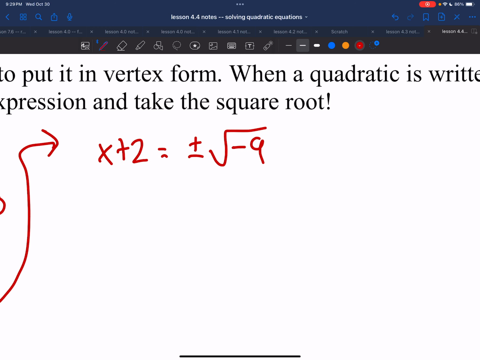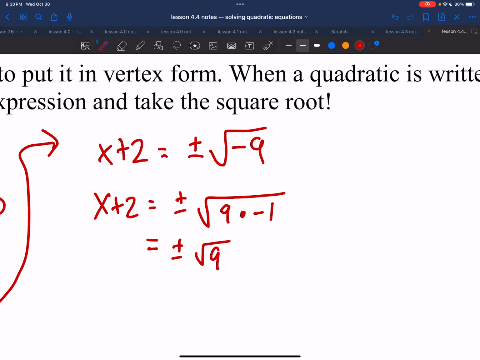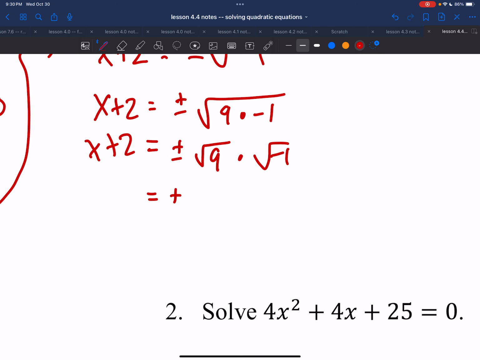Now, you might be asking, what's the square root of negative 9? We're back in imaginary territory, right? I got a square root of a negative. And I say, yeah, we do. You can separate this as 9 times negative 1. And so we could say that's the square root of 9 times the square root of negative 1, right? And then, what's the square root of 9? It's 3. And we call the square root of negative 1 i. So then x plus 2 is plus or minus 3i.